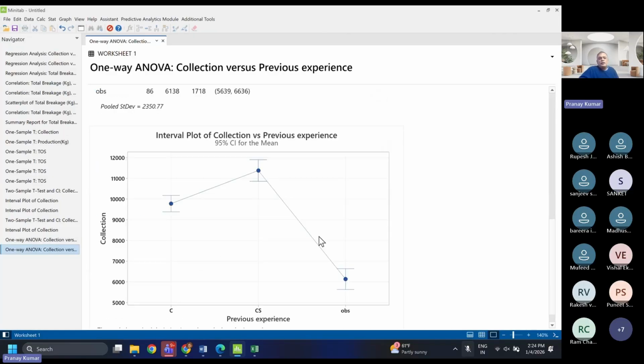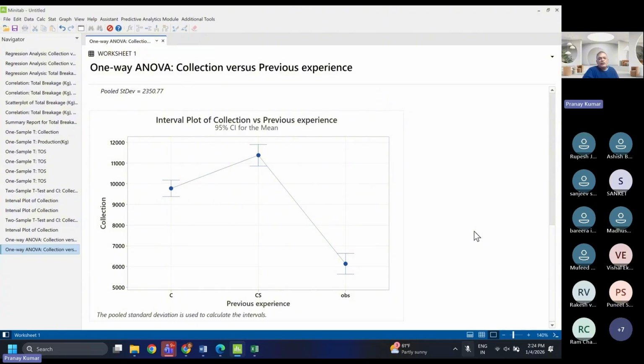Previous experience. Let's look at the graph first. Now tell me, null or alternate? It's alternate, sir. And which group is doing poorly? The people that I have hired from outbound sales. These monkeys are killing my collection. Correct? People from customer service background are the best collectors. OBS are the worst collectors. People from calling experience are less than the customer service. Correct, everyone? Yes.